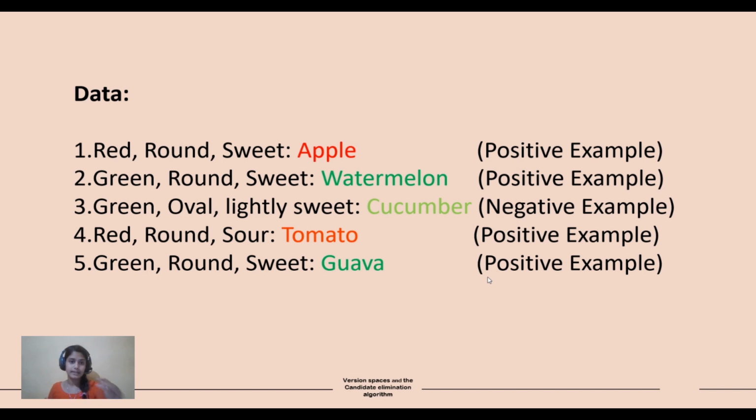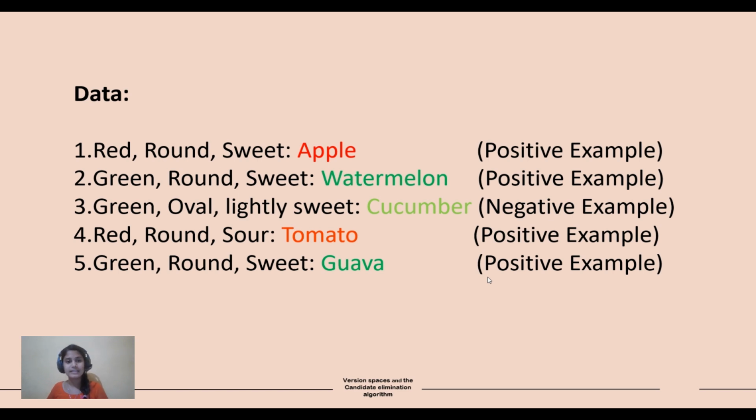So let's see the examples. Here, the data is given, and we are feeding this data to the machine learning model. According to the candidate elimination algorithm, it will give some hypothesis to us, and that we will understand further. First, let's see what the data is. First, we have round, red, and sweet, that is an apple's features. Then we have watermelon, which is green, round, and sweet. And we have cucumber, where the color is green, the shape is oval, and it tastes slightly sweet. The tomato, you know, all these fruits and vegetables, I know.